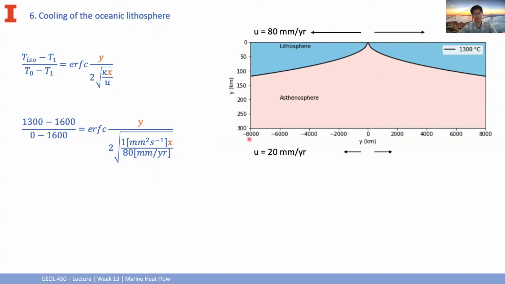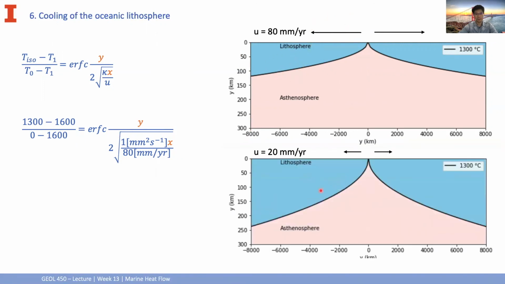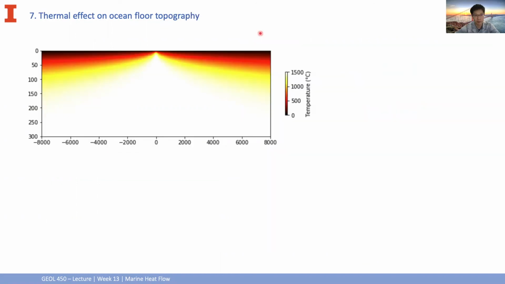Now I have a question. If we assume the half spreading rate is 20 millimeters per year, what do you expect to see for the bottom of the lithosphere? Is it thicker than the fast spreading ridge or thinner? Here is the result. Actually, you have a thicker lithosphere, since it's moving slowly, which gives the lithosphere more time to cool down.